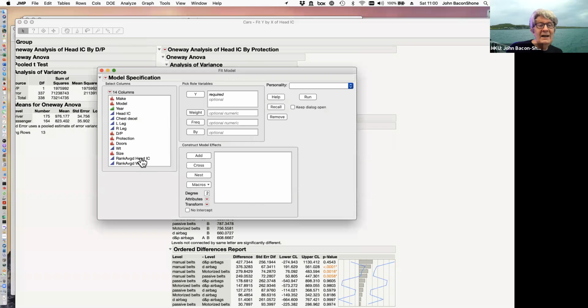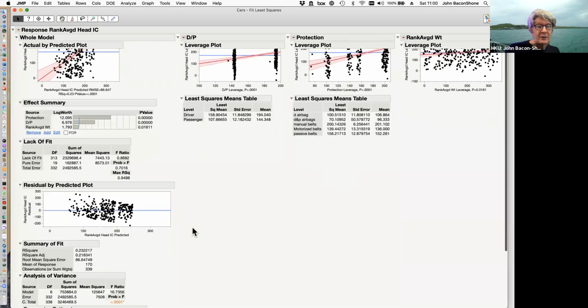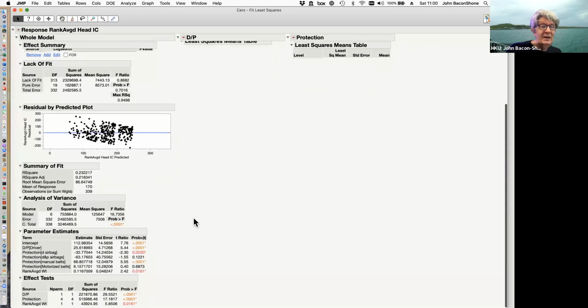Okay, so now let's try fitting our model. So we're going to do the rank average head. We're going to include the protection. We're going to include whether it's driver and passenger. And we'll include the rank average weight just to see whether anything shows up. We add these in here together. So does it seem to show very much? Well, it says it is overall significant, but we know already that the protection matters. This says there's some weak evidence that as the weight goes up, then the damage goes up.